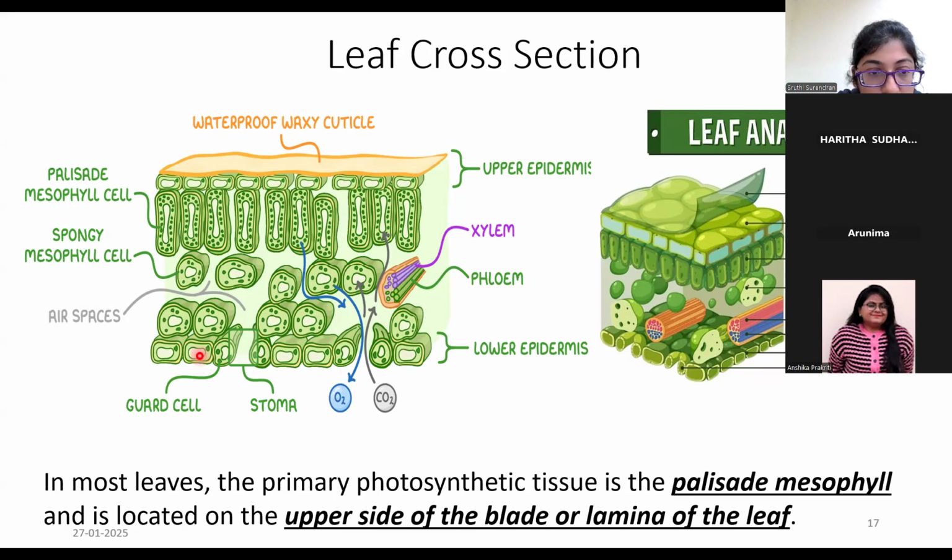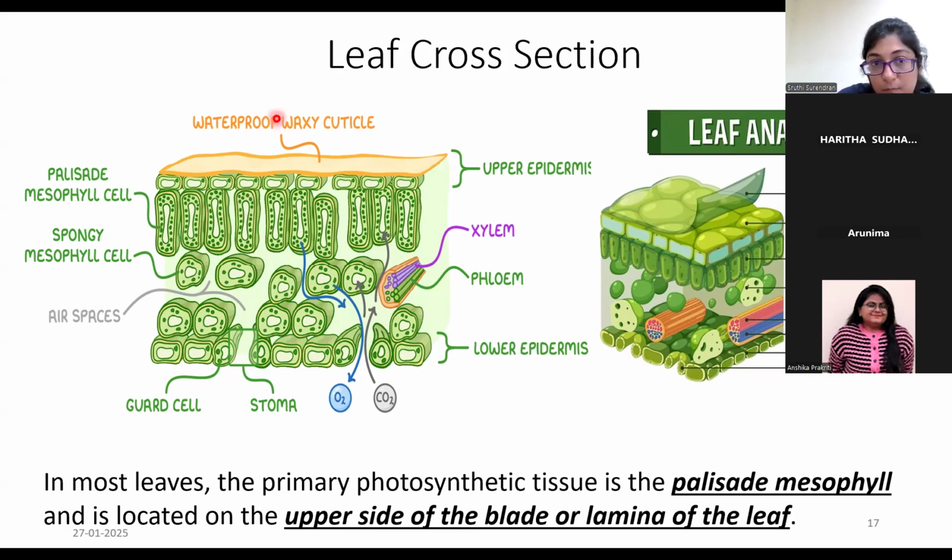So here, if you see in the lower epidermis, you find something called the stomata. And it is through the stomata that oxygen comes out and carbon dioxide goes in. Now, all of these gases that go into this leaf, the spongy mesophyll cells have air spaces that help this carbon dioxide and oxygen circulate and be available. Now, the palisade cell is something which we'll be focusing on most, because it is in the palisade cells that the very important photosynthesis process occurs.